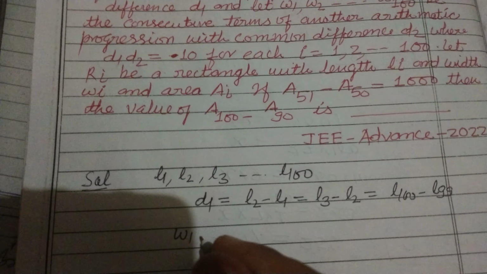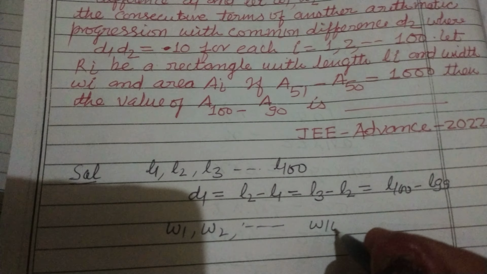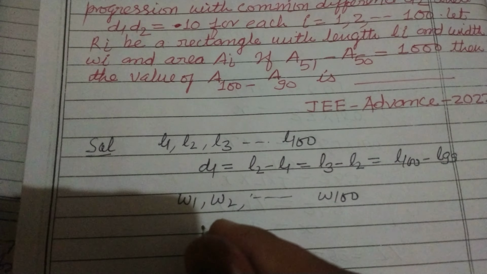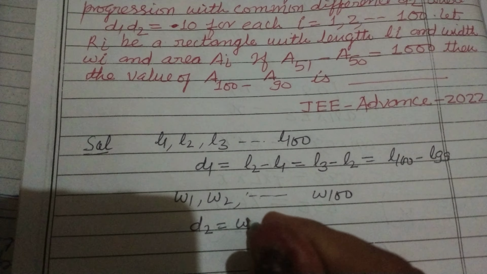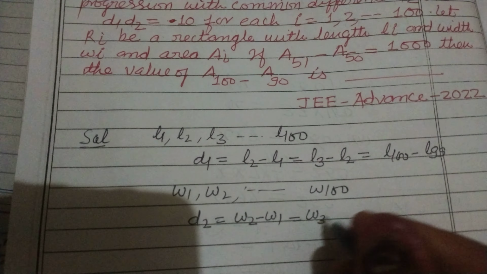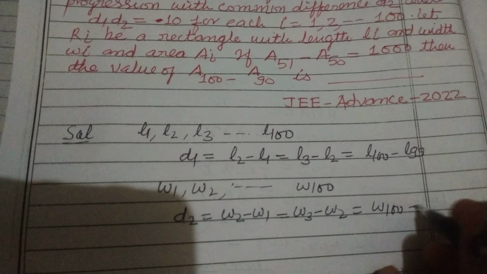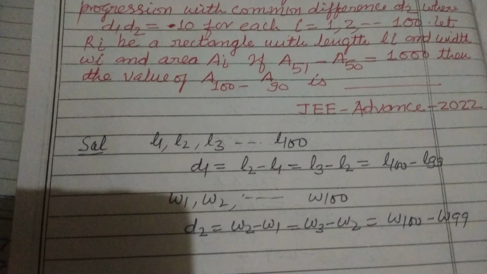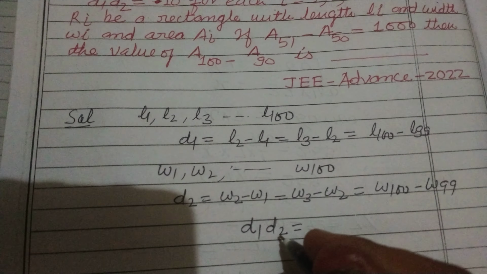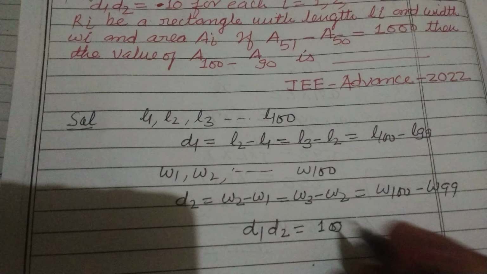W1, W2 up to W100 is another arithmetic progression whose common difference D2 equals W2 minus W1, equals W3 minus W2, equals W100 minus W99. Here it is also given that D1 into D2, the multiplication of their common differences, is 10.